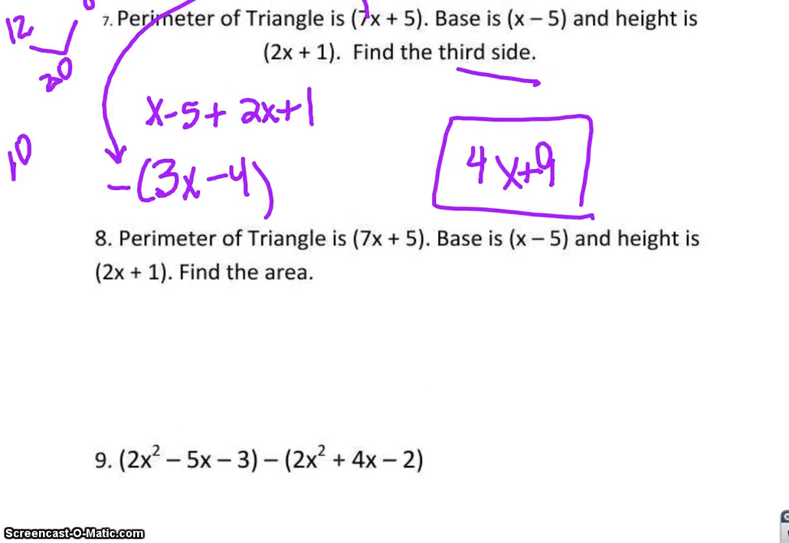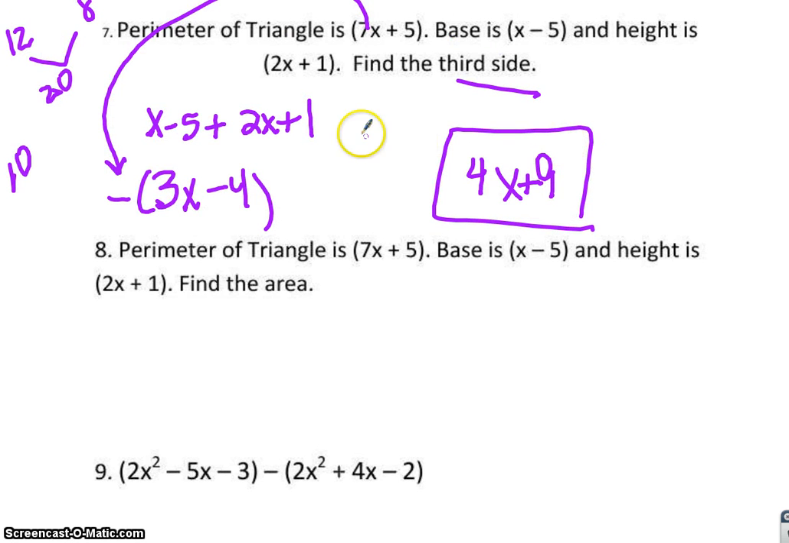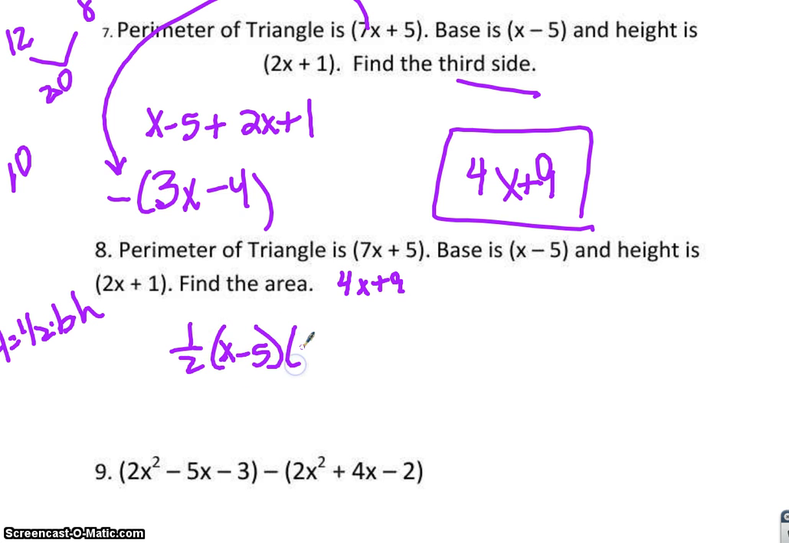Now they want you to find the area. Well, it's the same information, so you know that the other side is 4x plus 9. We know that the area of a triangle is 1/2 times the base times height. If you're not sure, it's at the top of your review. So 1/2 times the base, which they told me was x minus 5, times the height, which is 2x plus 1. Guess what? We don't even use the information from the previous problem because they gave us what we needed to know.